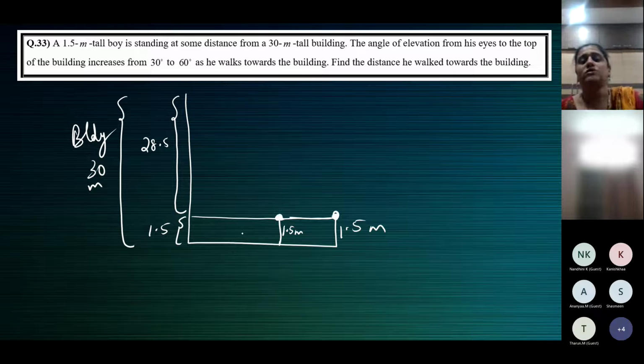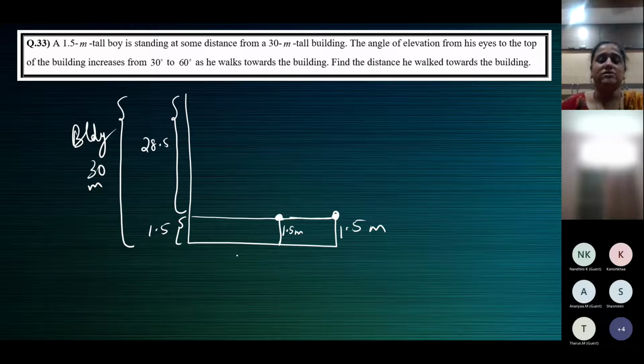Find the distance he walked towards the building. So what you have to understand here is that the building is wherever it is. The boy takes two positions, one original, one new position. From the original position, he looks at the top. From the new position, he looks at the top. So two different angles of elevation, 30 and 60. He's moving closer to the building. That's why the elevation is increasing. He has to raise his head still higher to look at the top of the building.